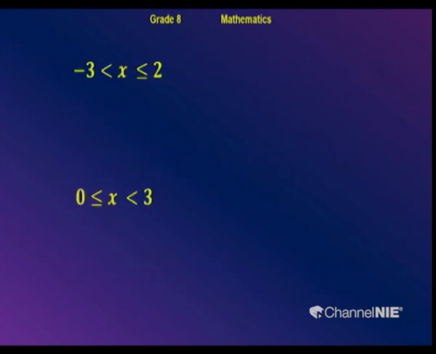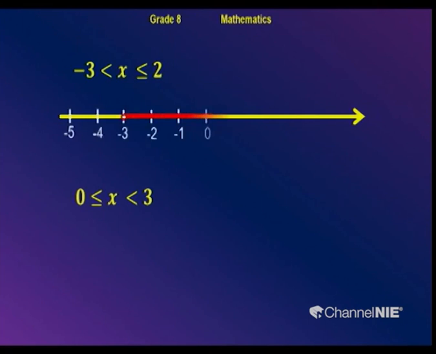Minus 3 is less than x, which is less than or equal to 2. In here there is a number line also. Now you can see x can be equal to plus 2 but not equal to minus 3. Then you use an open circle for minus 3 and a closed circle for plus 2.